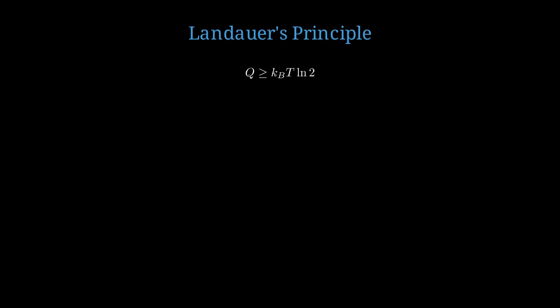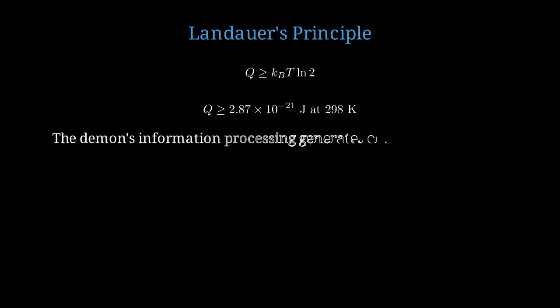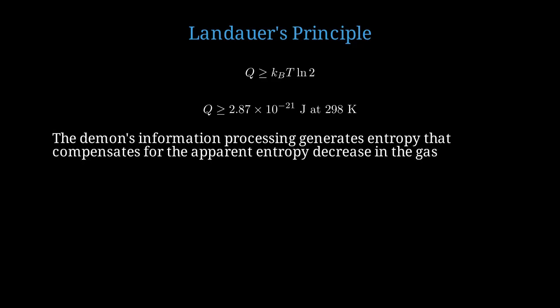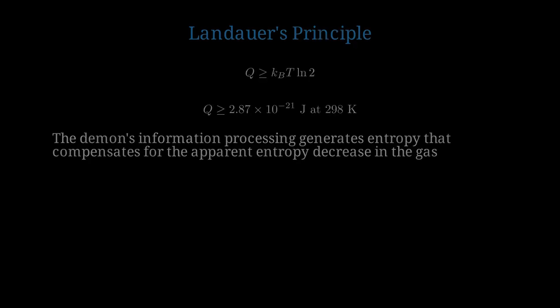Erasing one bit of information requires dissipating at least k_B T ln 2 of heat, where k_B is Boltzmann's constant and T is temperature. At room temperature, that's about 2.87 times 10^-21 joules per bit. This seems tiny, but it adds up. So the demon's information processing generates entropy that exactly compensates for the apparent entropy decrease in the gas. The second law is safe.